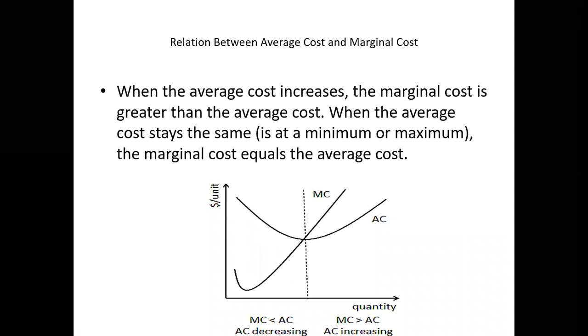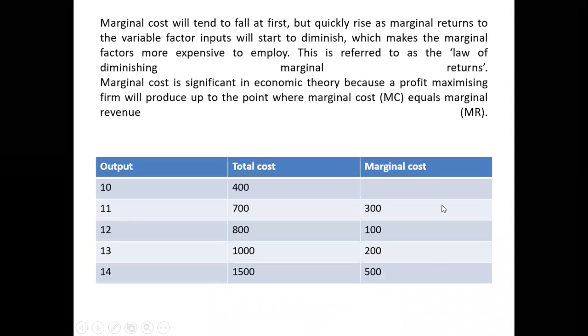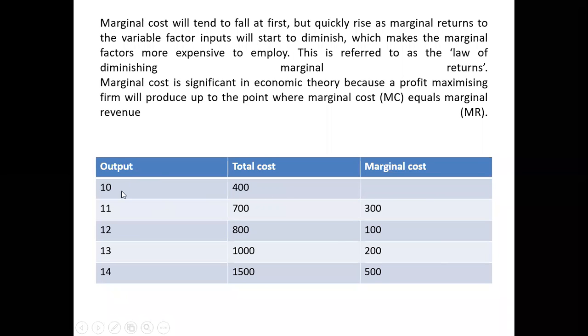Okay, so now, from this slide, are you able to calculate the average cost? Yes, ma'am. So tell me, what is the average cost for the first unit? What is the average cost when output production is 10? Ma'am, 400 by 10, 40. Good, very good.